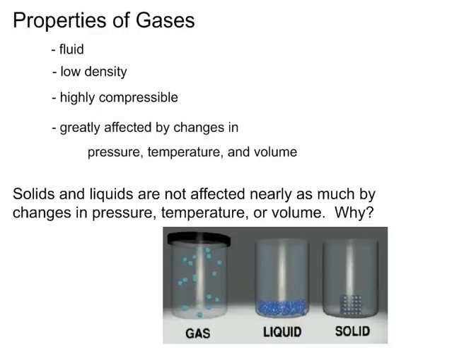Gases are greatly affected by changes in pressure, temperature, and volume, and so that's going to be the focus of our first lecture today: pressure, temperature, and volume. Turns out solids and liquids are not affected nearly as much by changes in pressure, temperature, and volume, and the question that I'm posing to you is why? Well, if you look at these molecular representations of solid, liquid, and gas, you can see that the solid and liquid are already pushed together pretty closely. They're already packed pretty tightly compared to a gas. And so because gas particles are so very spread apart, they are easily affected by pressure, temperature, and volume.